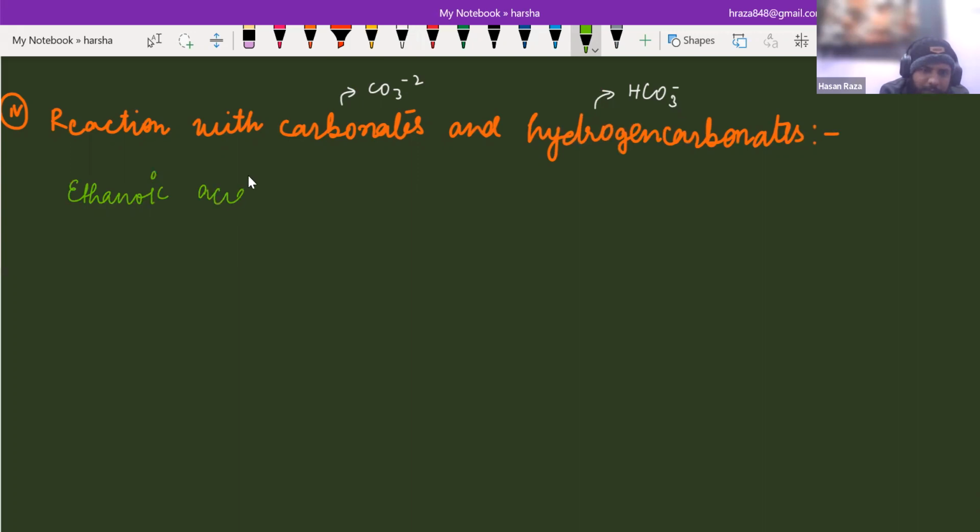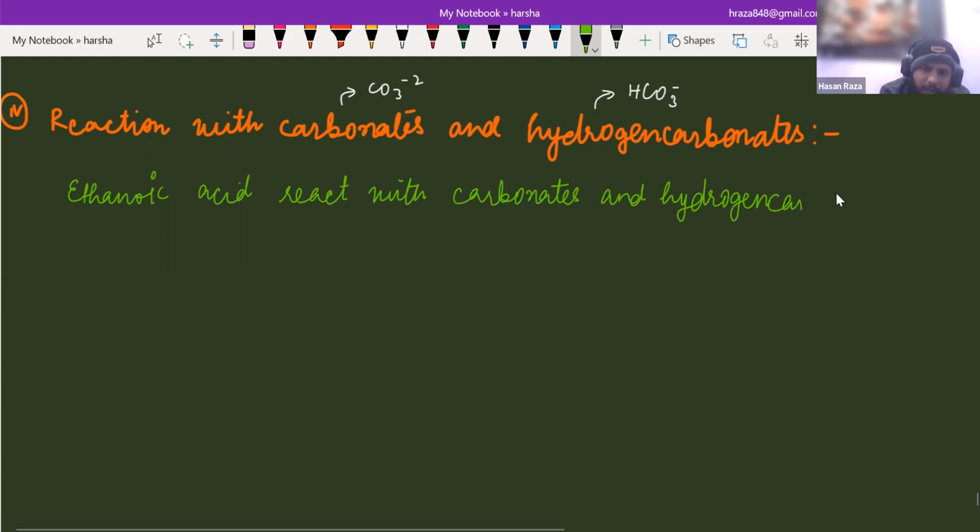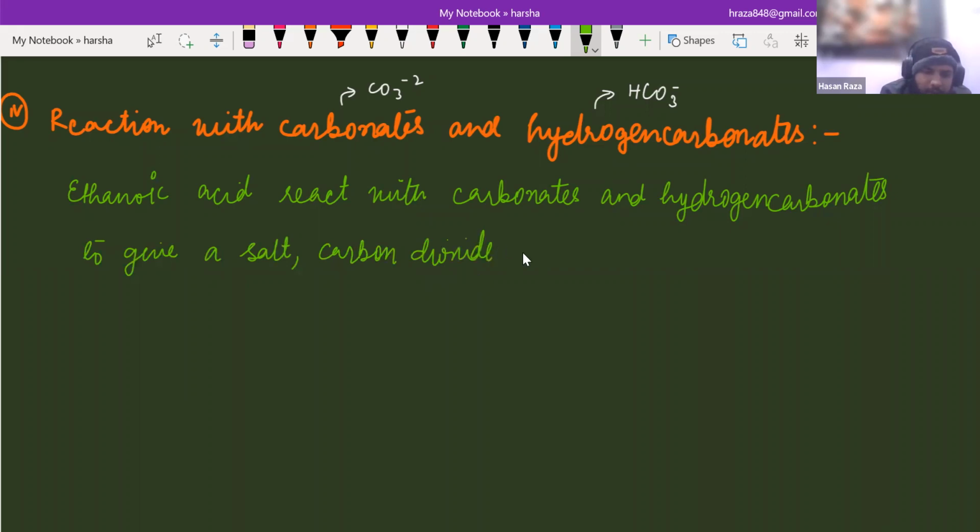Ethanoic acid reacts with carbonates and hydrogen carbonates to give a salt, carbon dioxide, and water.